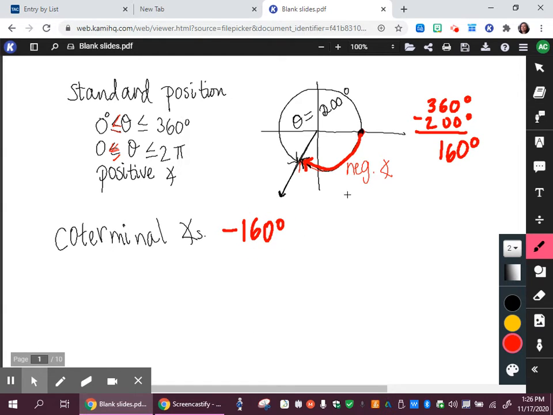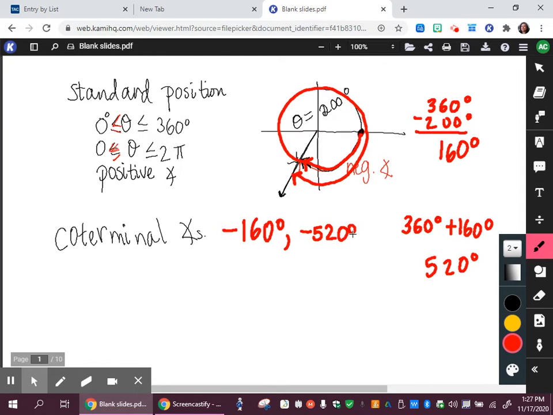The thing about coterminal angles is there's not just one, there's an infinite number. Instead of stopping at that terminal angle, I could have gone around past a full rotation and hit that again. A coterminal angle doesn't have to be in standard position. If I did that, I would have taken 360 and added 160 to it, even though I'm going in a negative direction, and that would have given me 520 degrees. Hopefully I'm not wrong. So another coterminal angle would be negative 520 degrees.